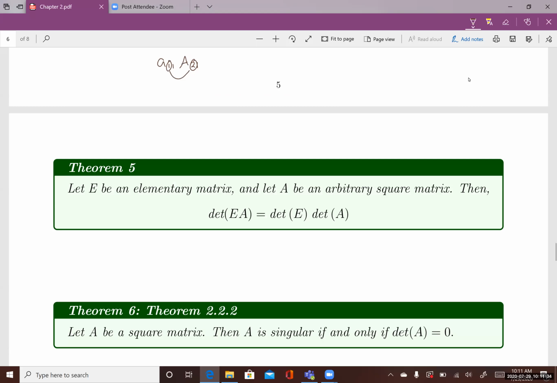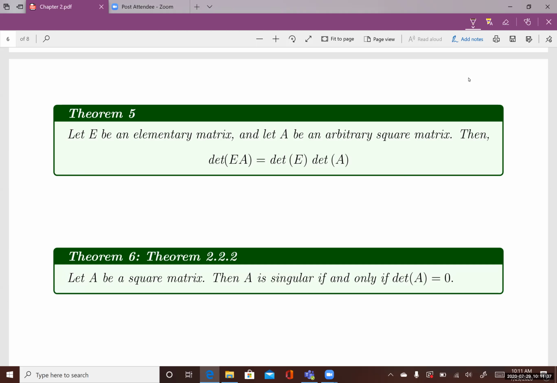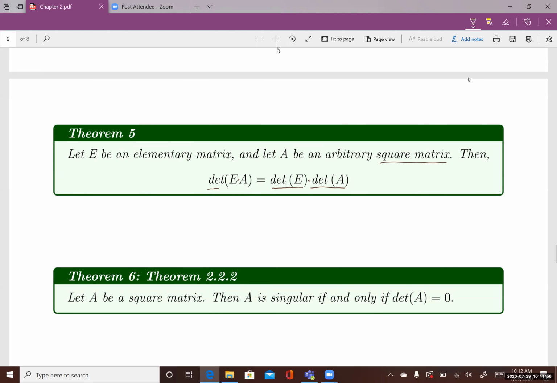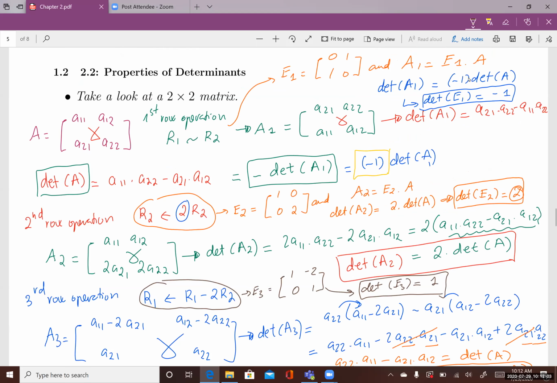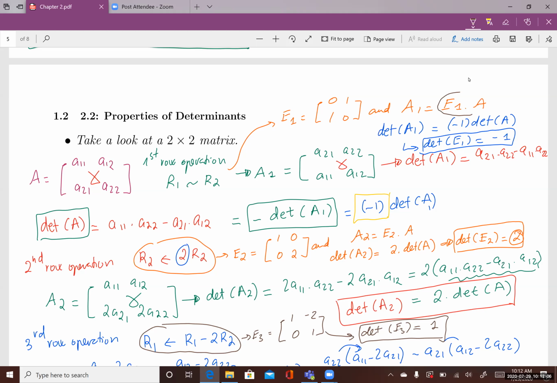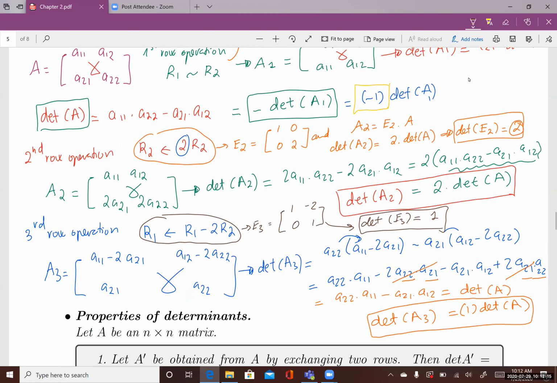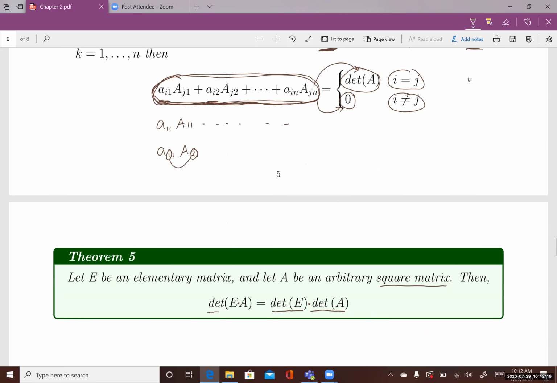Well, then the next theorem about determinants is, if A is an arbitrary square matrix, then the determinant of E times A is the same as the determinant of E times the determinant of A. We have seen this fact up here: the determinant of E1 times A is the same as the determinant of E times the determinant of A, when E is an elementary matrix of any of the row operations. Okay.